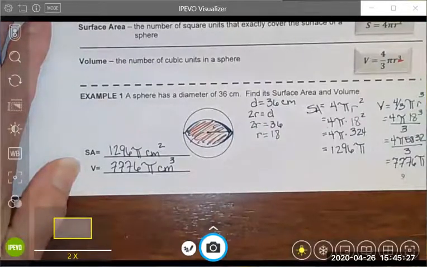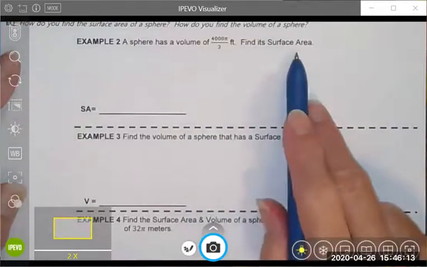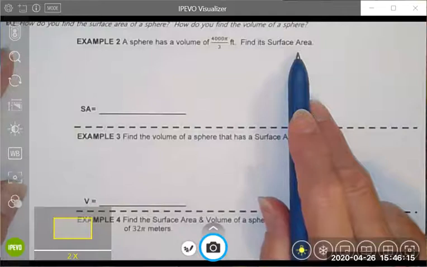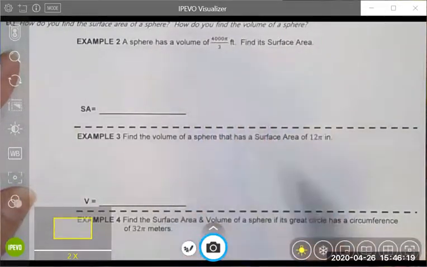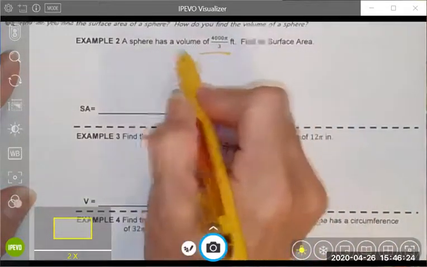Let's do one that's more interesting. Okay, let's look at example 2. A sphere has a volume of 4,000 pi divided by 3 feet cubed. Find the surface area. All right, we're going to have to work backwards on this. To find the surface area, I need to know the radius. I wasn't given the radius, so I'm going to have to use my volume to help me find the radius.